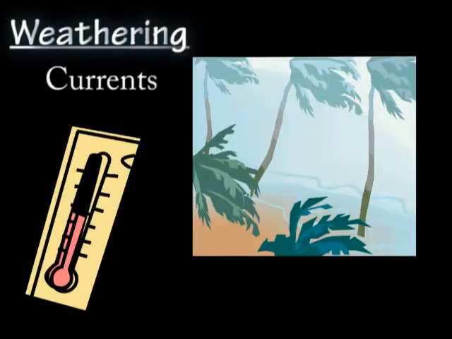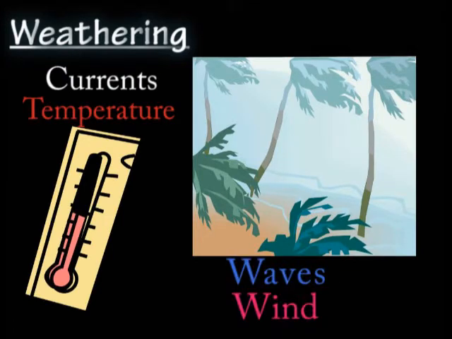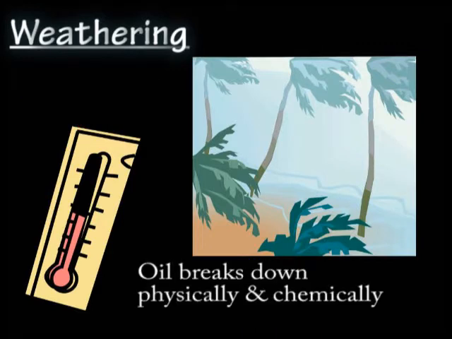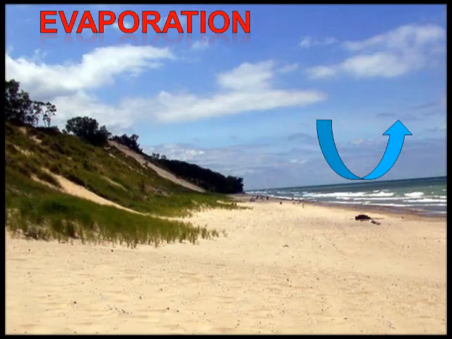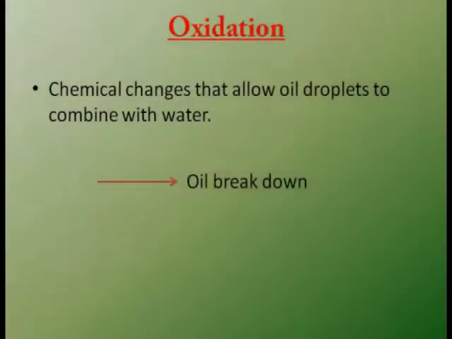Weathering involves the combined action of currents, temperature, waves, wind, and other environmental aspects that will break down oil physically and chemically to form droplets. Evaporation occurs when the liquid component of oil is evaporated into the air, and oxidation is the chemical transformation of oil components, which allows oil to combine with water molecules, ultimately resulting in oil breakdown.